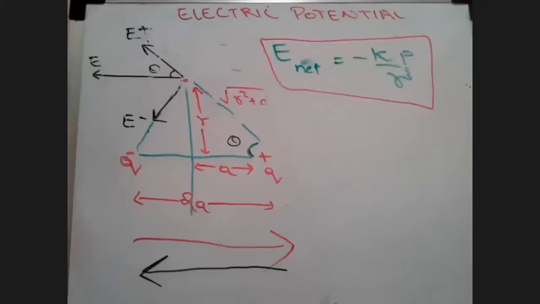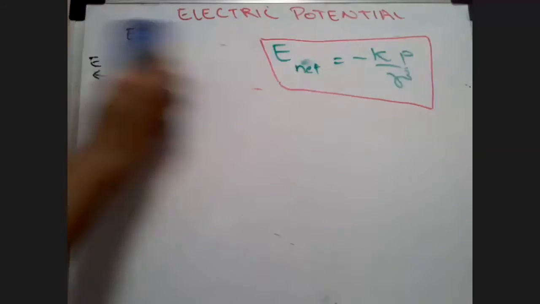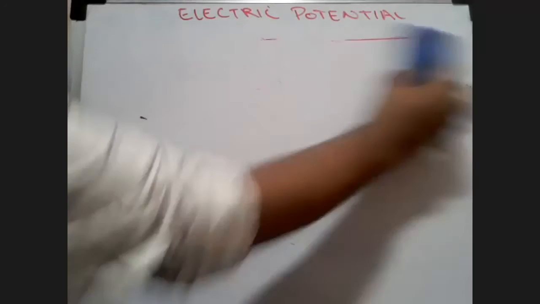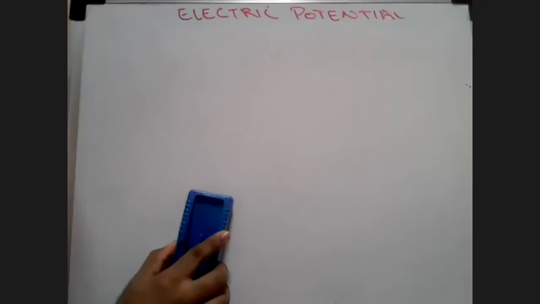But suppose in competitive exams there are options: Kp upon R cube, minus Kp upon R cube, plus or minus Kp upon R cube, and you forget. Basically, all you need to remember is if dipole is from negative to positive, my electric field is from positive to negative. So my answer is minus Kp upon R cube. Is that clear? Okay, let's go to some applications. Any doubt? No doubt.